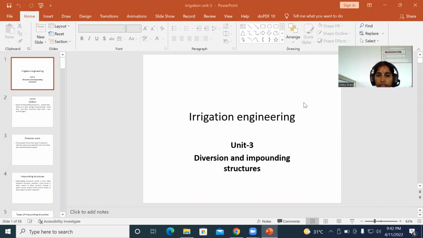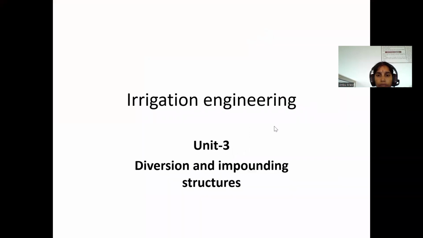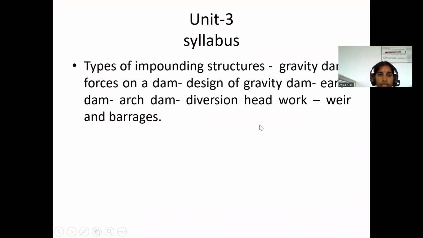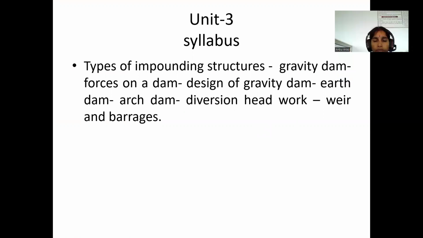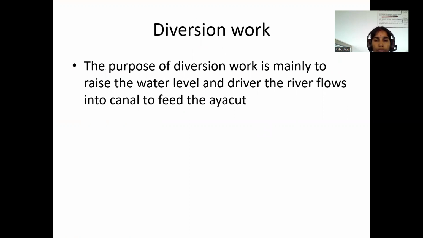Irrigation Engineering, Unit 3, Diversion and Impounding Structures. Syllabus: types of impounding structures, gravity dam, forces on a dam, design of gravity dam, earth dam, arch dam, diversion work, weir and barrages.